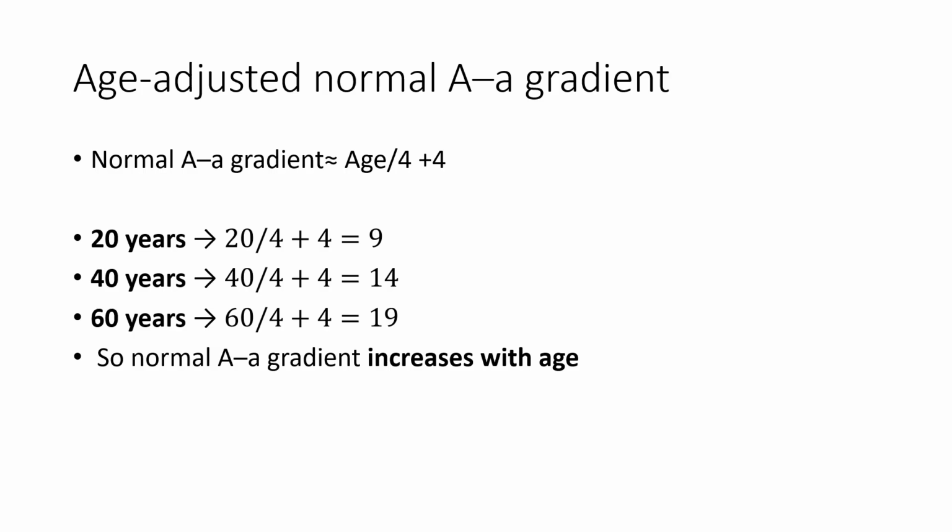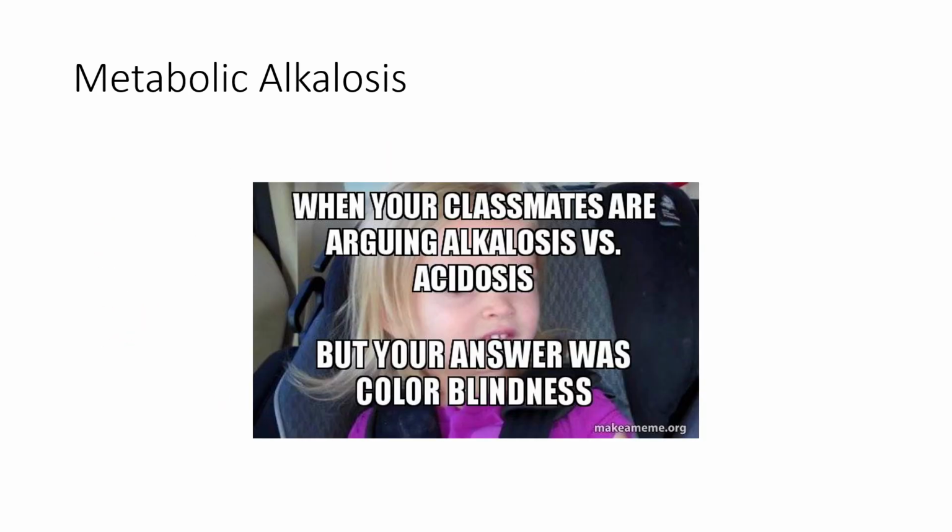Apart from this, we just said it is a range of 5 to 15. So you need to have one single value to correctly read it. You calculate it by taking the age of the patient, dividing it by 4, then adding 4 to it. For a 20-year-old patient, the normal AA gradient is 9, and for a 60-year-old patient, the normal AA gradient is 19. So basically, as the age increases, the normal value of AA gradient increases.